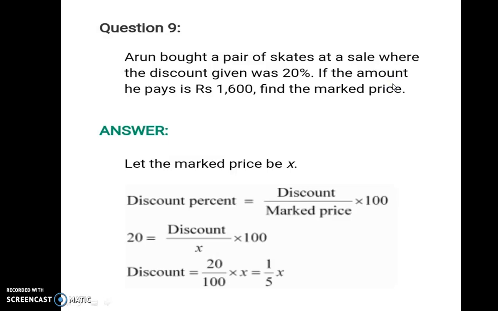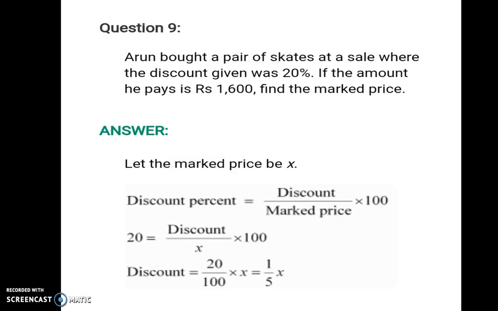Question number 9. Arun bought a pair of skates at a sale where the discount given was 20%. If the amount he pays is rupees 1600, find the mark price. So children, as we have to find mark price, we will be taking it as x. So let the mark price be x, and we know that discount percent is equal to discount upon mark price multiplied by 100.